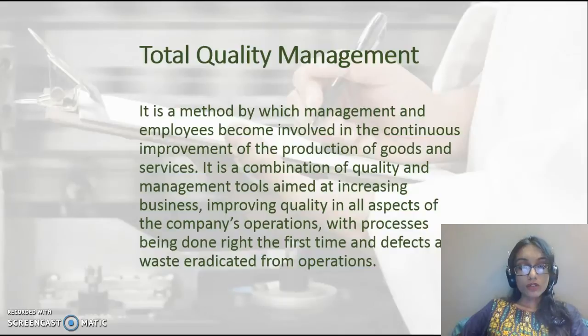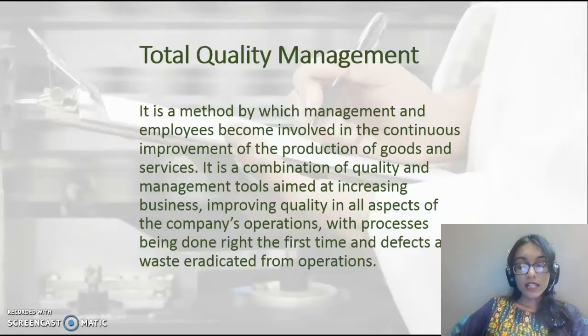It is a method by which management employees become involved in the continuous improvement of the production of goods and services. It is a combination of quality and management tools aimed at increasing business, improving quality in all aspects of the company's operations, with the processes being done right the first time and defects and waste being eradicated from operations.